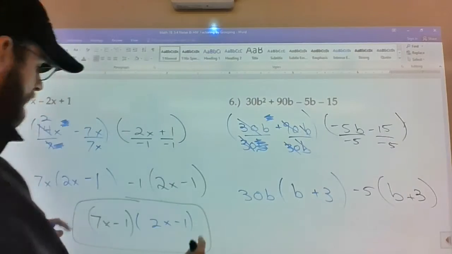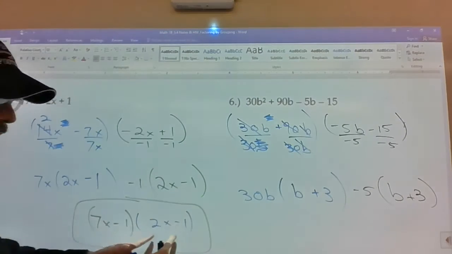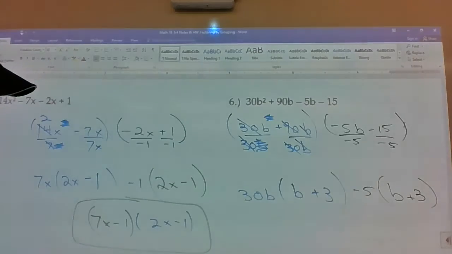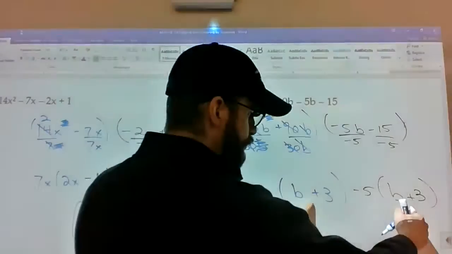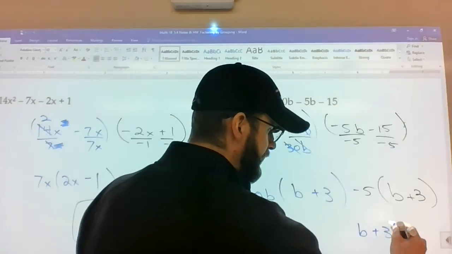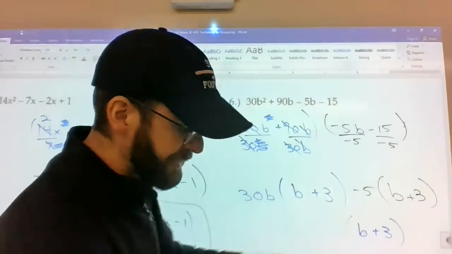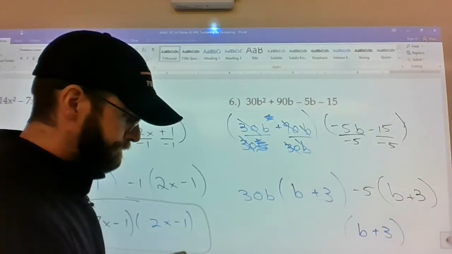So then again, the identical twins can be represented as 1 factor. So these identical twins will come down to be b plus 3. 30b minus 5 will be on the outside.